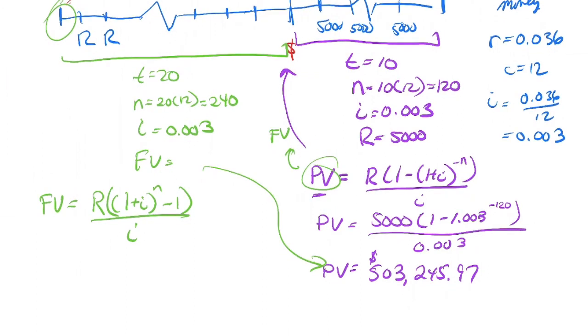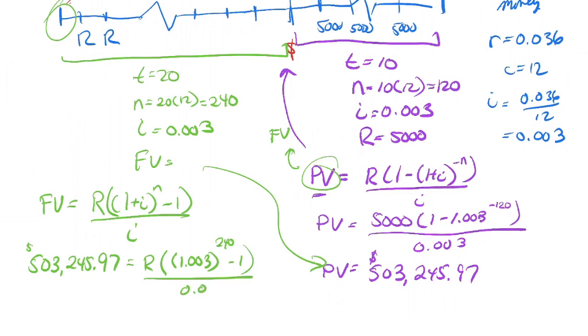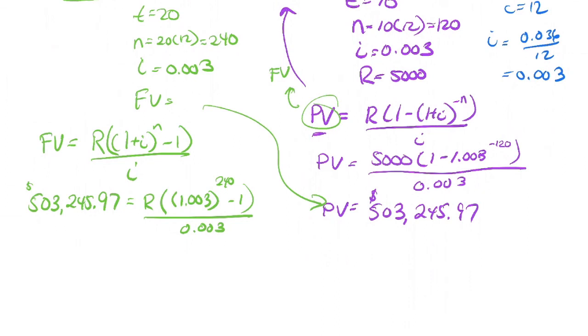So let's carefully plug this in. So here my future value is $503,245.97 is equal to R times 1.003, in this case to the power of 240, minus 1 all over 0.003. And if I'm just going to shortcut this, plug that in carefully in the calculator, isolating for R, we're going to discover that I need a monthly payment of $1,434.81. So that means starting now, I need to invest approximately $1,434 or $35 every month for the next 20 years.